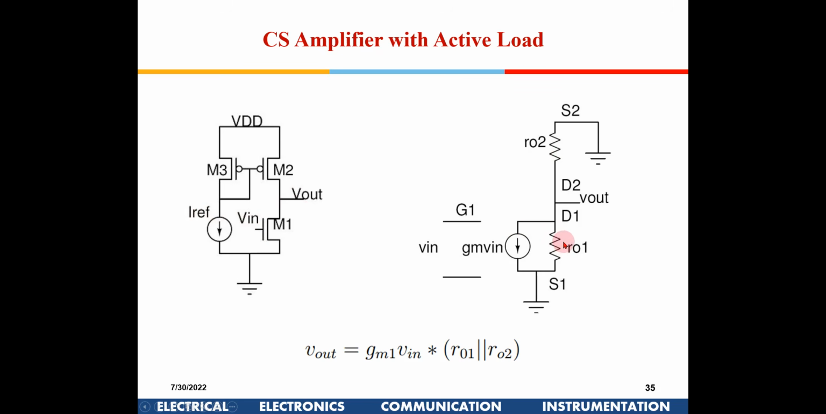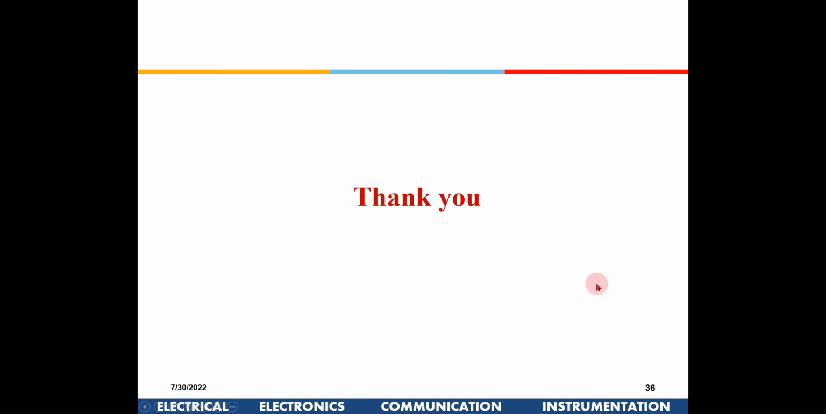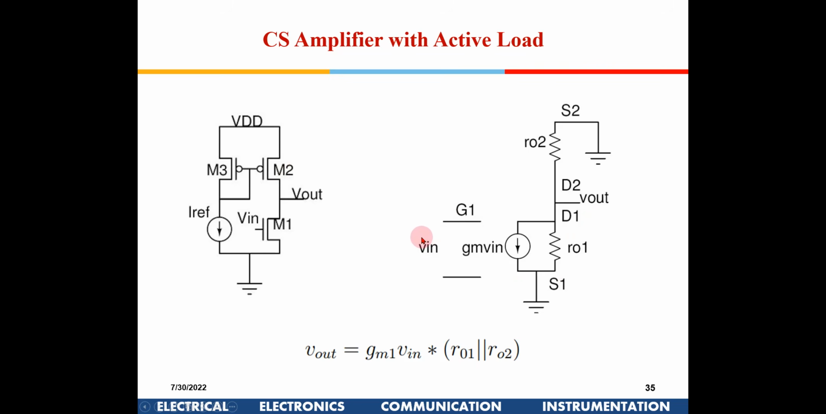So this is the equivalent circuit. Now if I look into this M2 transistor, it will be R02. So the gain will be Gm into Vn, R01 parallel to R02. So this is the equivalent circuit. After this I will show you some demonstration which will make things more clear. Is this equivalent circuit and the operation of this circuit clear to all of you?